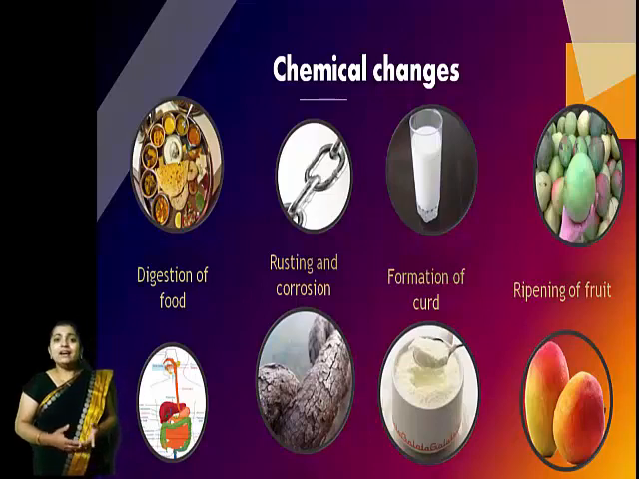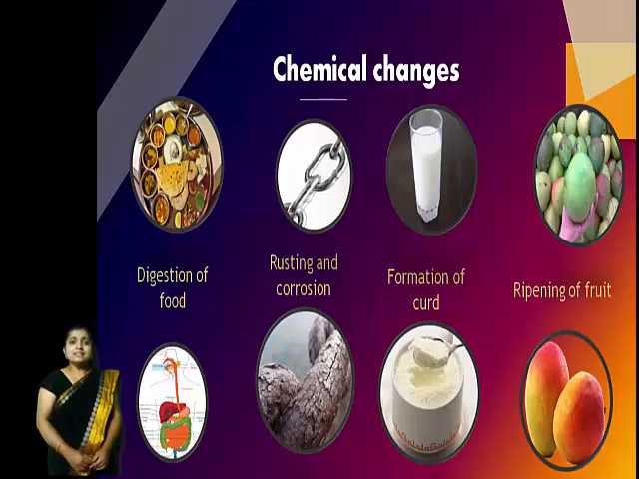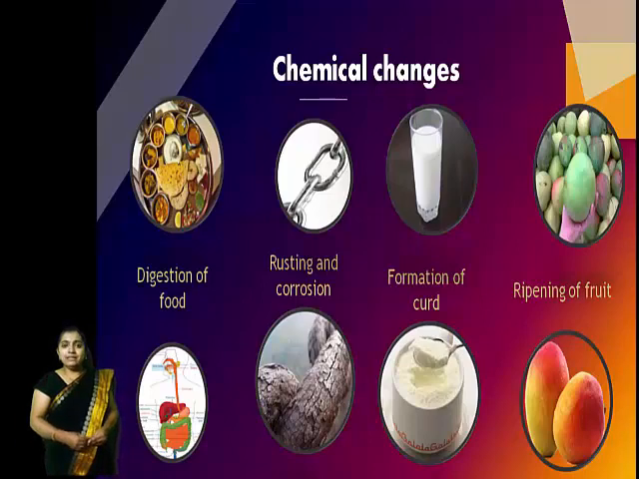Chemical changes are irreversible. That means we cannot reverse the process by simple physical means. A chemical process is a one-way process. That means when we get curd from milk, we cannot get milk from curd again.